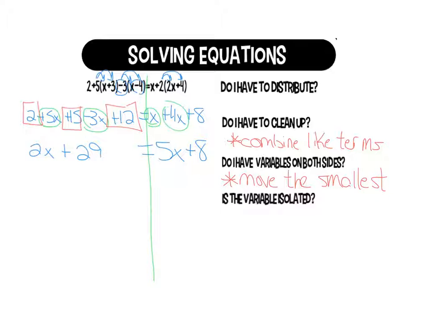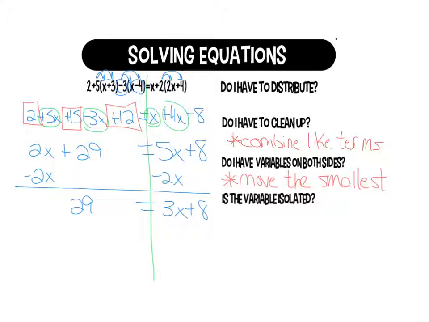So we have a positive 2x. How do I move that? I subtract 2x. Whatever I do to one side, I have to do to the other. So I bring down the 29. 5x minus 2x is 3x. And I bring down the plus 8. I finally have this nice little two-step equation.